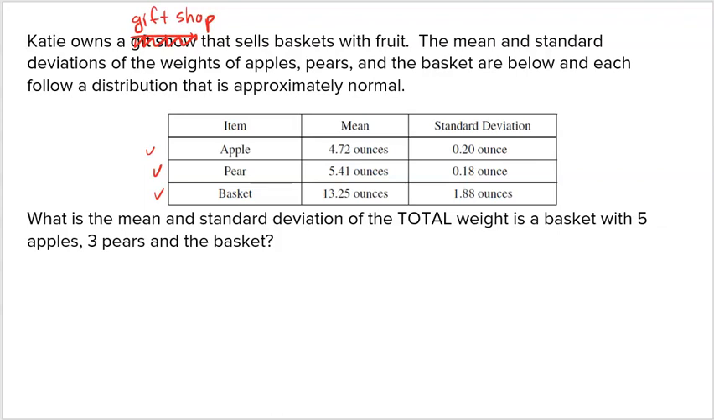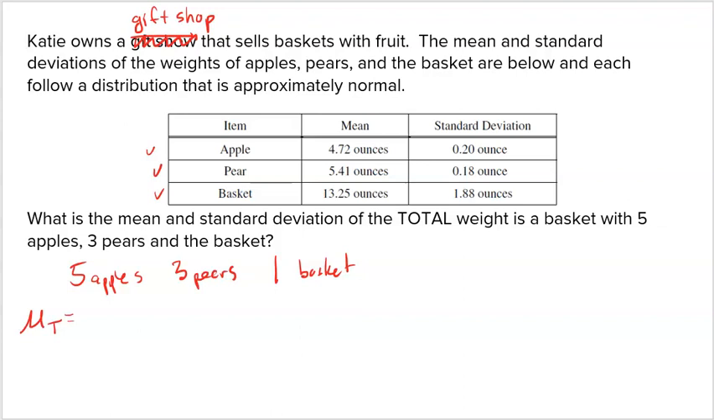All right, the question says, what is the mean and the standard deviation for the total weight of a basket with 5 apples and 3 pears? So we got 5 apples, 3 pears, and we do have 1 basket, right? There's still the basket that these things are in. All right, so what about the mean? What about the mean for the total?